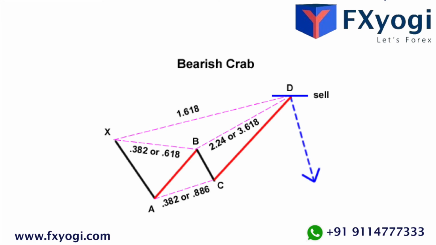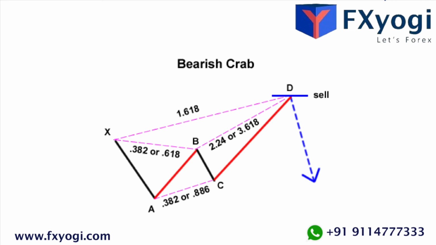Consequently, if move BC is 0.886 of move AB, then your CD should extend 1.618 of move BC. Finally, move CD should be 0.786 retracement of move XA.